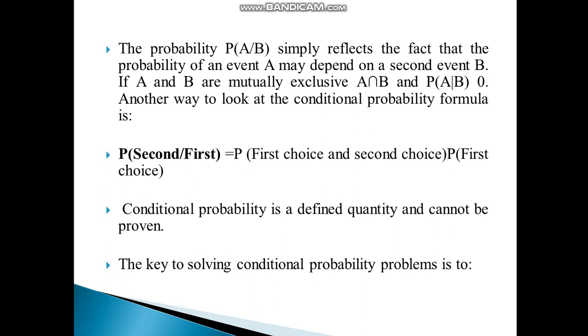The probability P of A given B reflects the fact that the probability of event A may depend on the second event B. If A and B are mutually exclusive, then P of A given B is equal to 0. Another way to look at the conditional probability formula is P of second given first is equal to P of first and second divided by P of first. Conditional probability is defined quantity and cannot be proven.